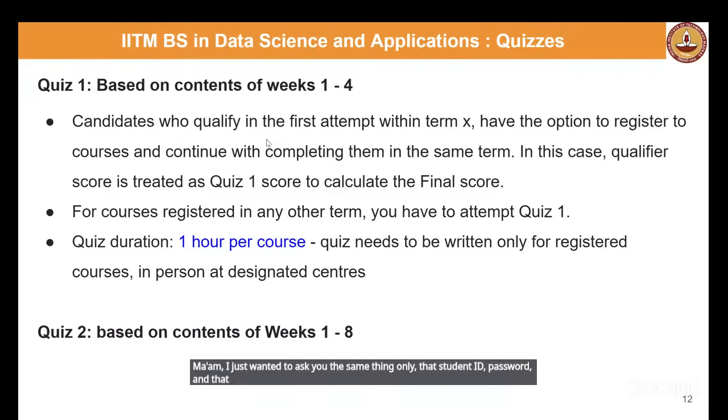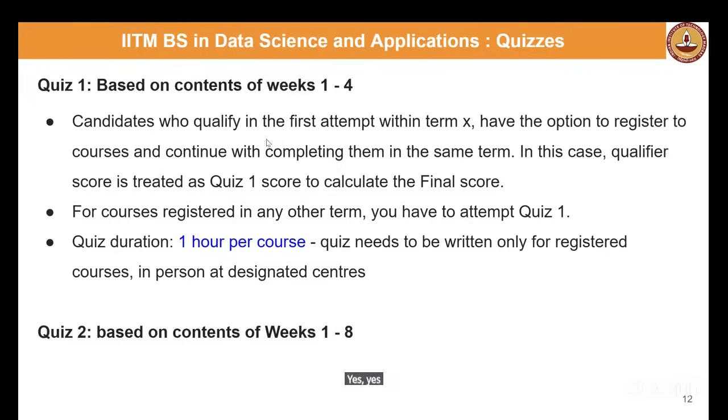Ma'am, I just wanted to ask about the student ID, password, roll number, and email ID. We will be getting them shortly, right? Yes, after the course. No, no, no. You'll be getting it by today only. Okay, ma'am. Thank you.